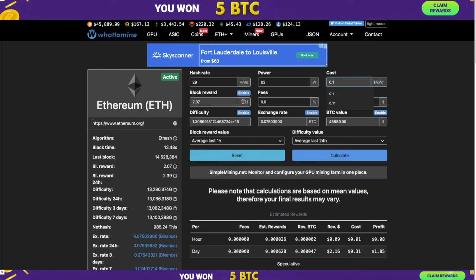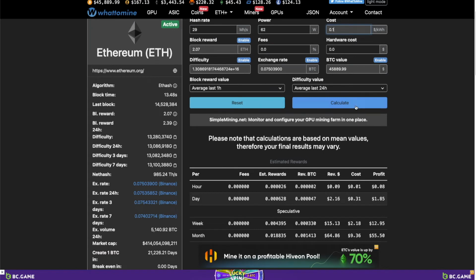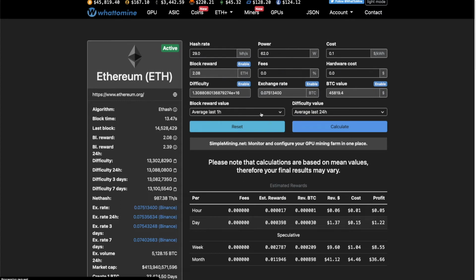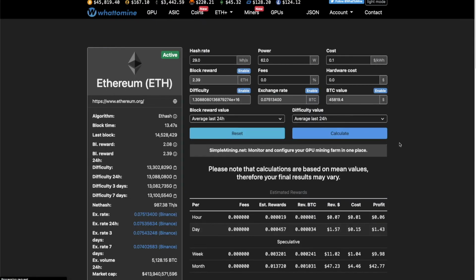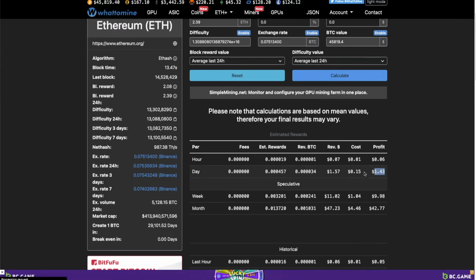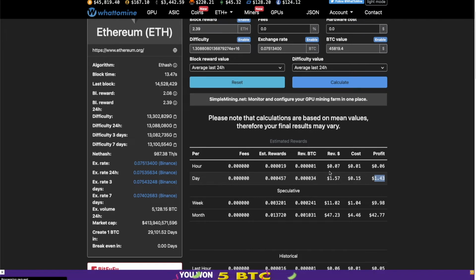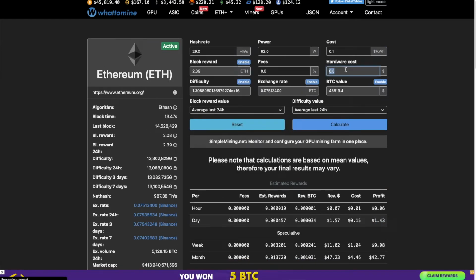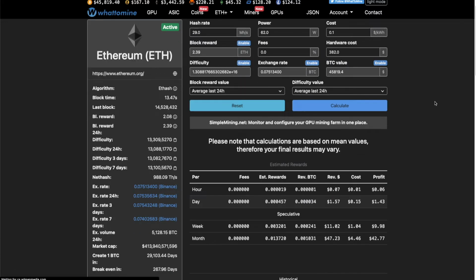So again, looking at ETH, and actually what we're going to do is just use the average for the last 24 hours and the average difficulty rate. Okay, so with power, you're looking at making $1.43 a day. And the key here is our hardware cost. I paid $382 with tax.